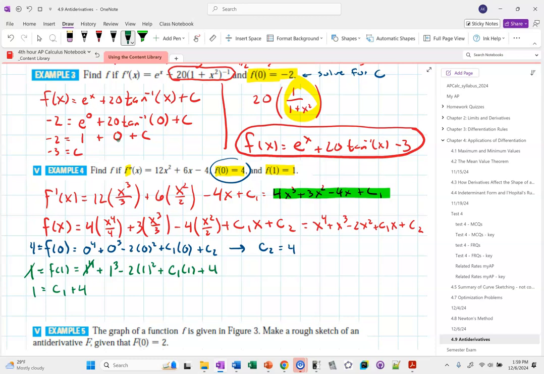Right? And then I subtract. So my f of x should be then x to the 4th plus x cubed minus 2x squared minus 3x plus 4.